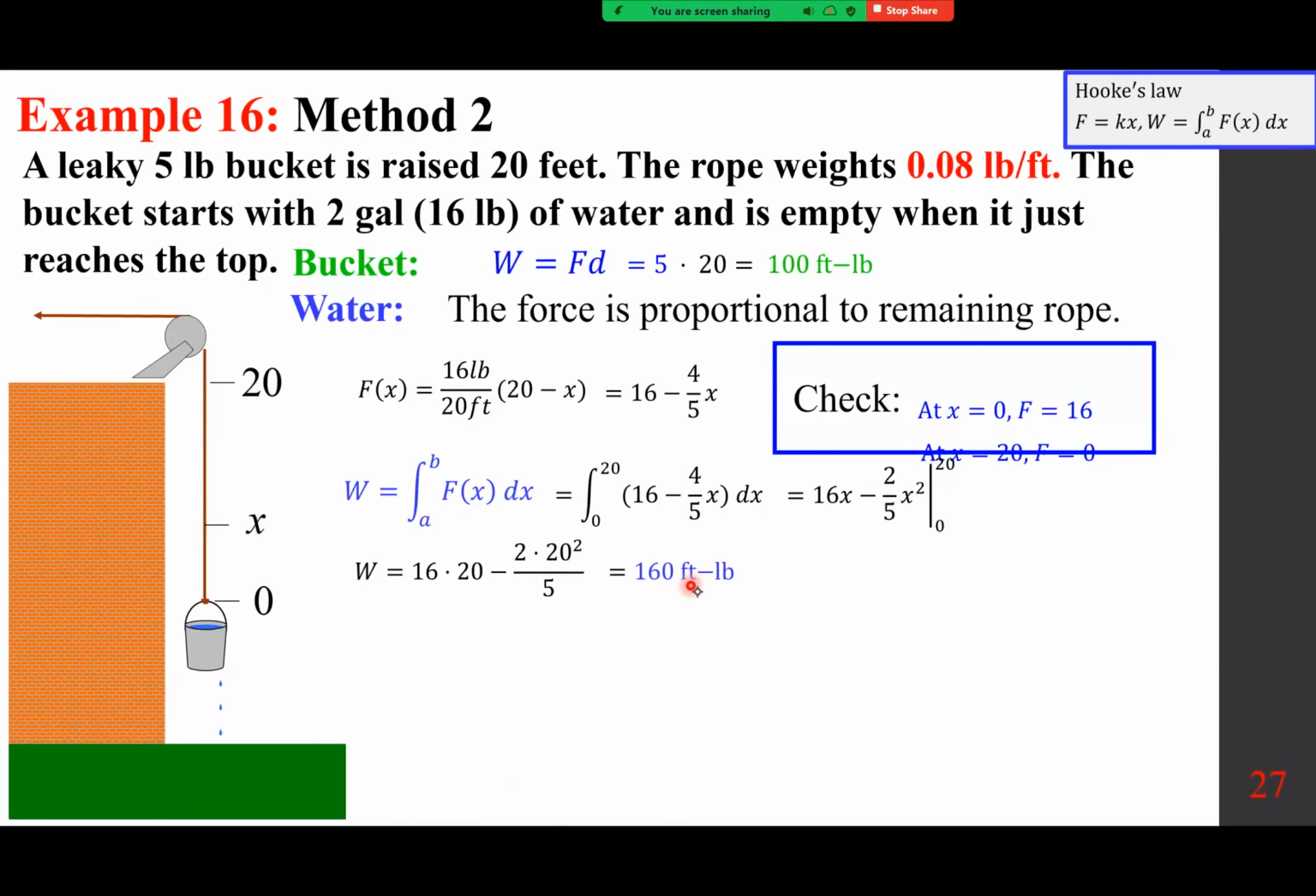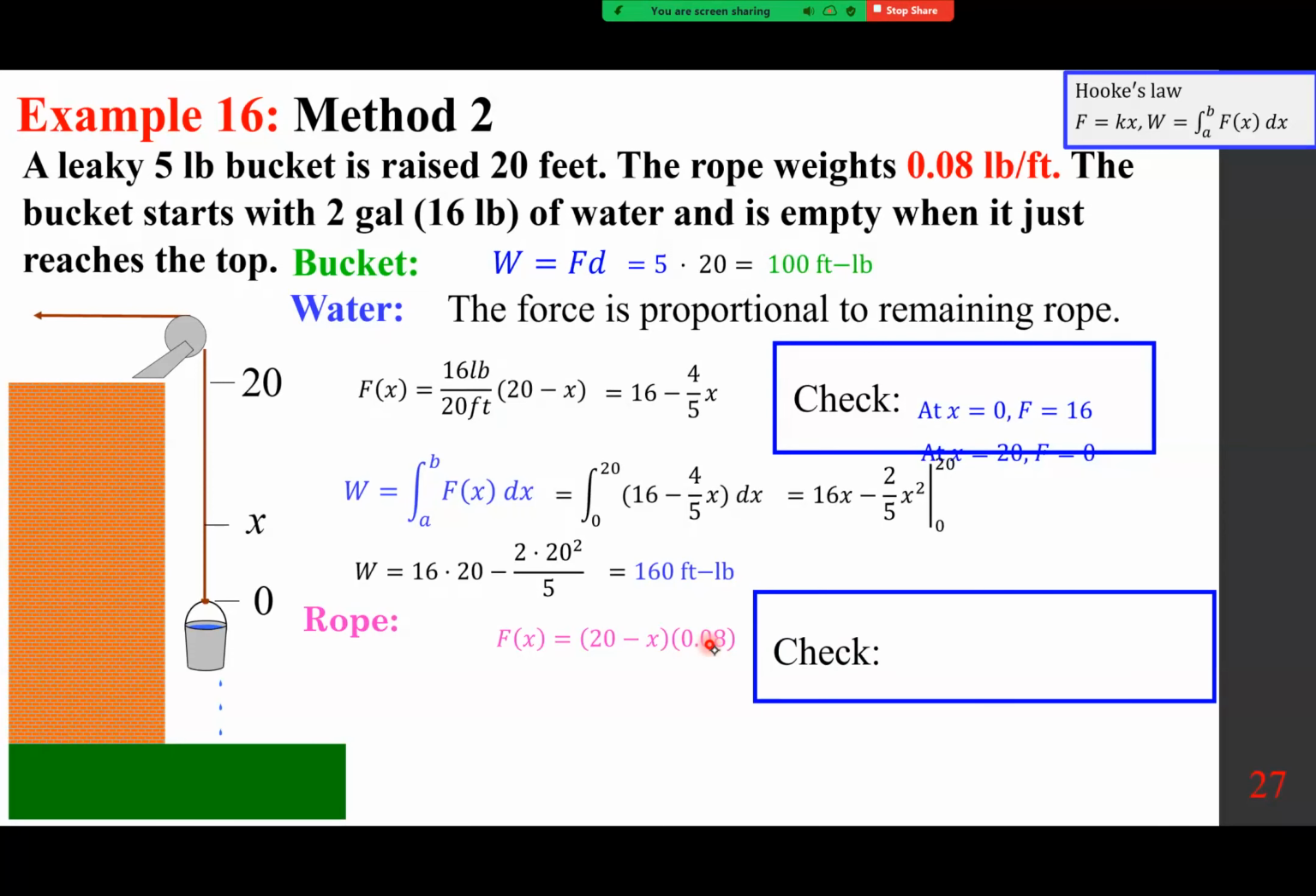Now, for the rope, we follow exactly the same thing. The force is proportional to the remaining rope for this part, and this one is 20 minus x, just like the other one. But instead of that, we're going to write times 0.08. You can put it in the front or in the back, it doesn't matter. You distribute that, and the simplified version is 1.6 minus 0.08x.